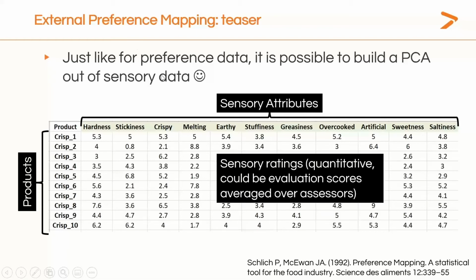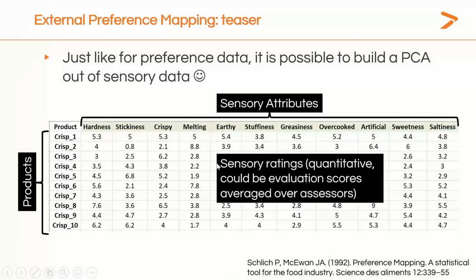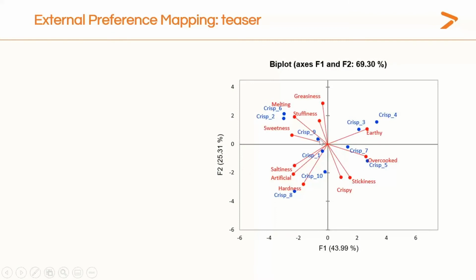It's possible to build a PCA out of sensory data. We'll be able to summarize the information from this data set in a few dimensions. Here's how a PCA from this data looks. So you have a representation of both the products and sensory attributes on the same map, a map that represents almost 70% of the information from this data set. What can we say out of this PCA?